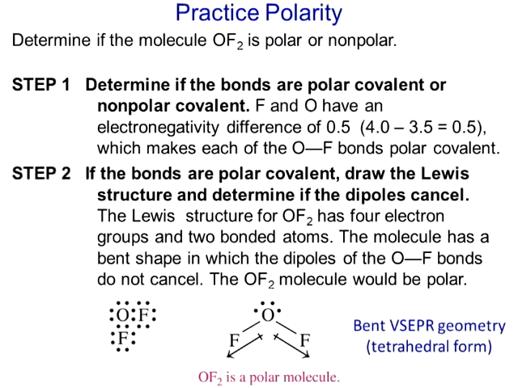We can look up the electronegativity values for fluorine and oxygen, and what we find is that the electronegativity difference would be 0.5. So the difference is 0.5, with fluorine having the highest value. Since we have a 0.5, that means the bonds are polar covalent. So these are covalent bonds and they're polar covalent.